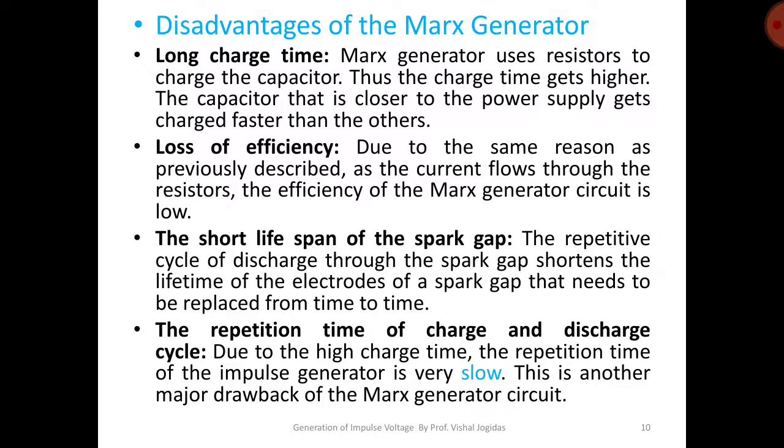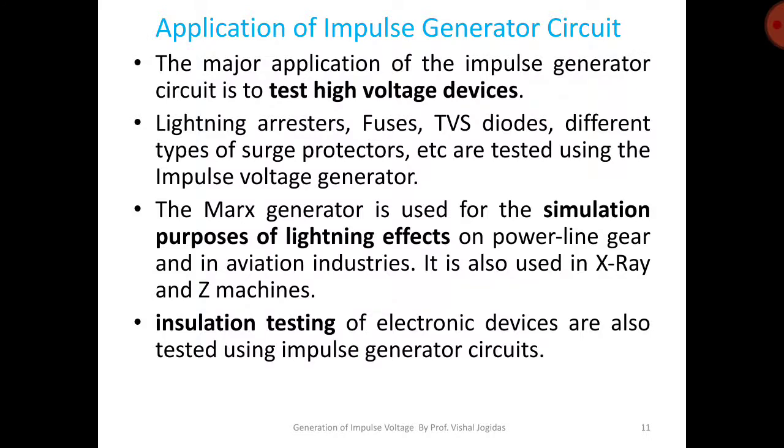Now the next disadvantage is the short lifespan of the spark gap. The repetitive cycle of discharge through the spark gap shortens the lifetime of the electrodes of a spark gap, which need to be replaced from time to time. So it is a disadvantage. Next one is the repetition time of the charge and discharge cycle. Due to the high charging time, the repetition rate of the impulse generator is very slow. This is another major drawback of the Marx generator circuit.